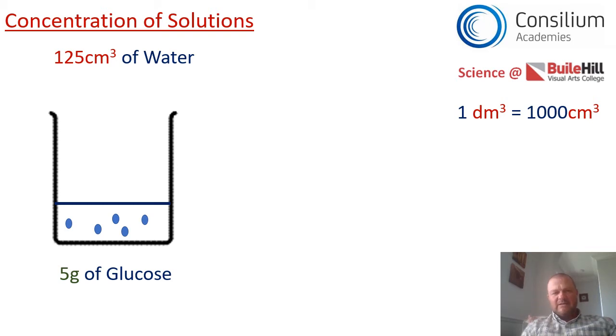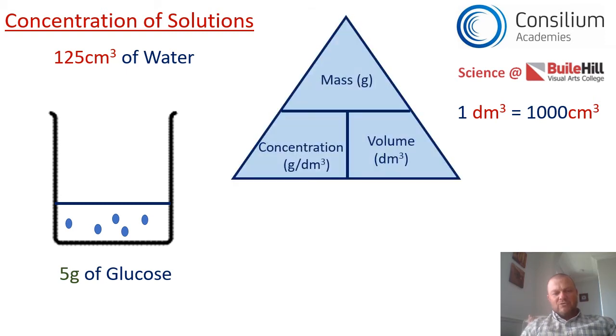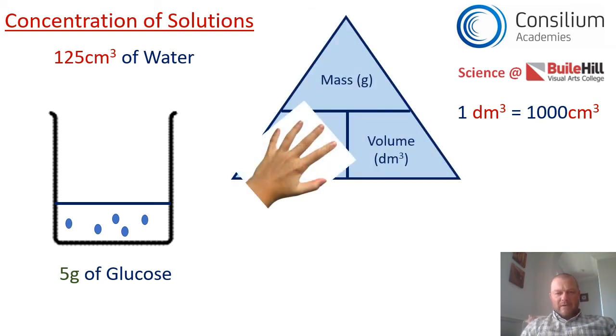The thing you need to be very, very careful of is if you're expressing your answer for concentration, it has to be in decimeter cubed. So even though we've got centimeters cubed of water, at some point we're going to have to convert it to decimeters cubed. So there's our triangle, and we know we're trying to find the concentration. So let's work it out.